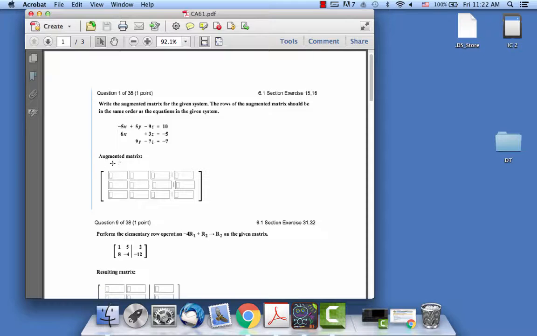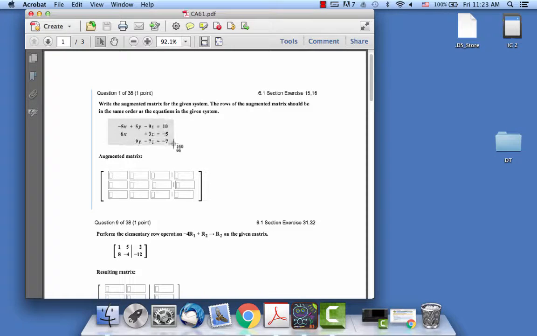And basically what you do is the last column is the number on the other side of the equal sign, and you usually write a bar. Every other column represents a variable. You could rearrange the order of the variables, but you just have to remember which one's which. So all of the x coefficients would go here, and y here, and z here. We normally do them in alphabetical order, but you could really do them in any order you want.